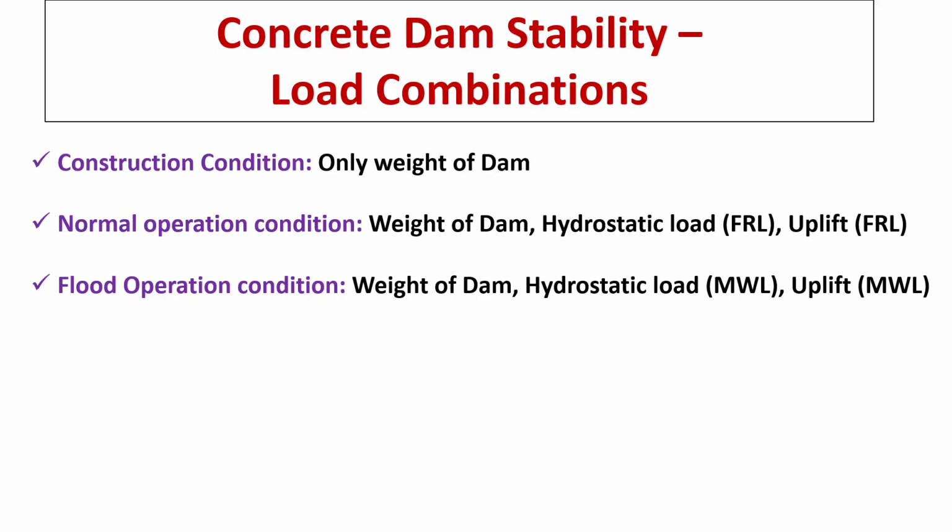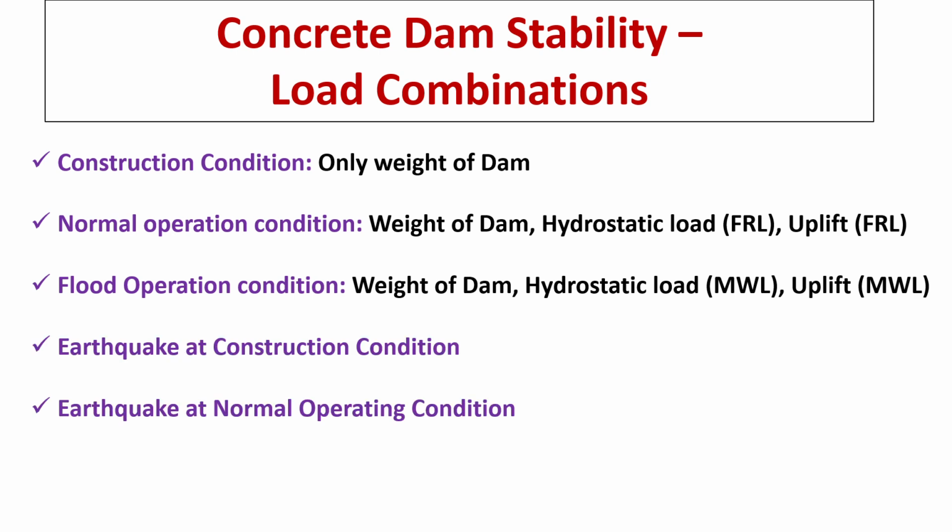After two load combinations, we have to check the stability in flood operating condition. That is when the incoming flood is there, gates are in open condition and water level in reservoir is at maximum level, the maximum water level. This time, tailwater is also at high level, corresponding to floods, and uplift also we have to consider for upstream reservoir level, that is maximum water level, and downstream it is tailwater level.